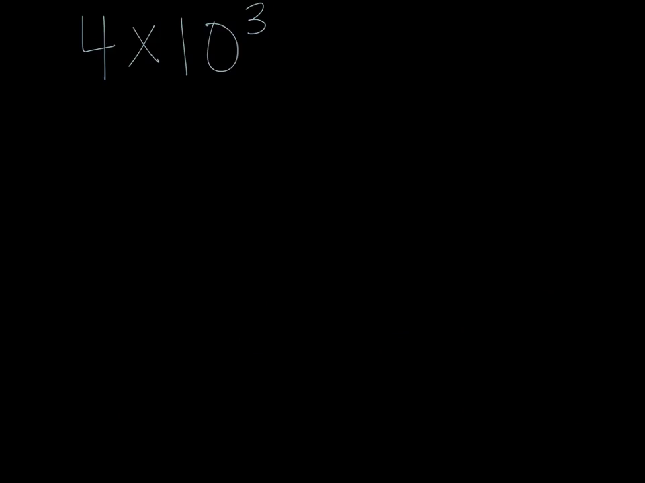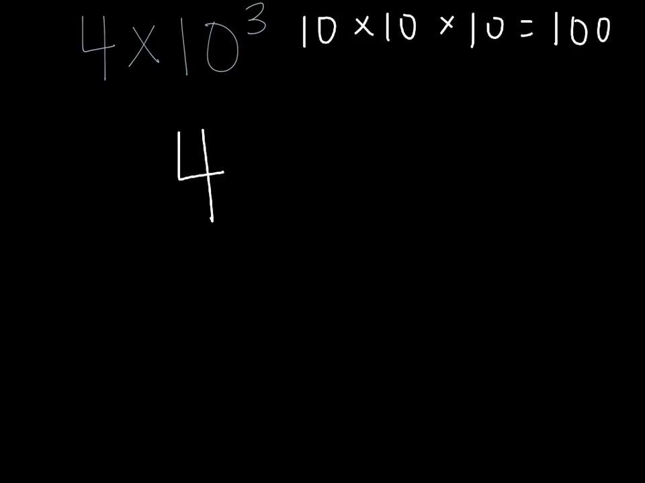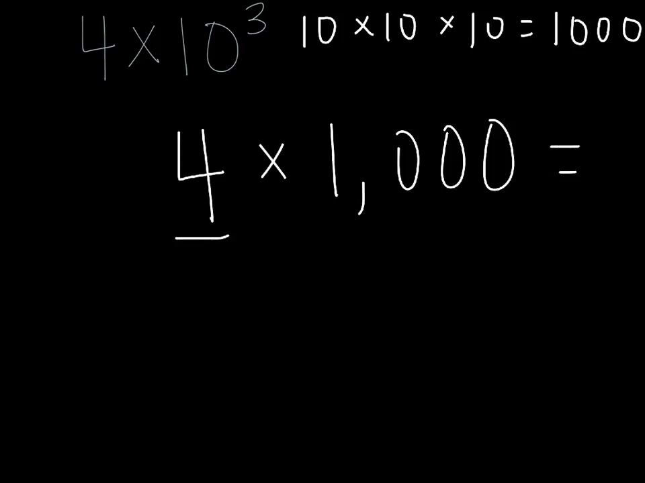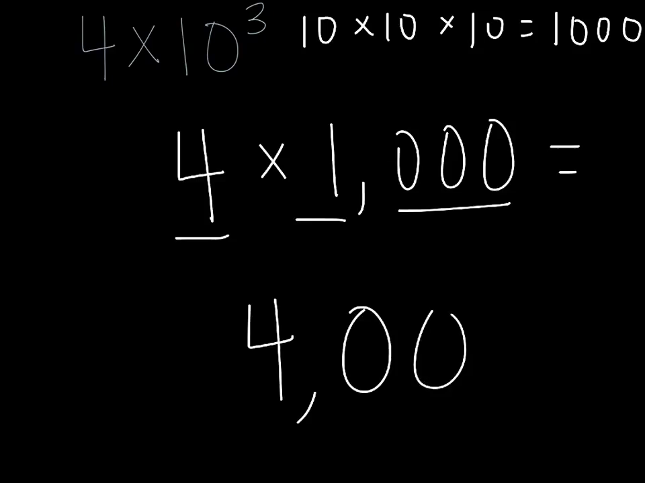Alright, so quick review of last week. We learned how to multiply whole numbers by powers of 10. So here we have the whole number 4, and we're multiplying it by 10 to the third power, which is the same as saying 10 times 10 times 10, which equals 1,000. So we are basically doing 4 times 1,000. And when we multiply that, we know that 4 times 1 equals 4, and then we add those 3 zeros. So we get a product of 4,000. Keep that in mind because we'll need it for the next slide.